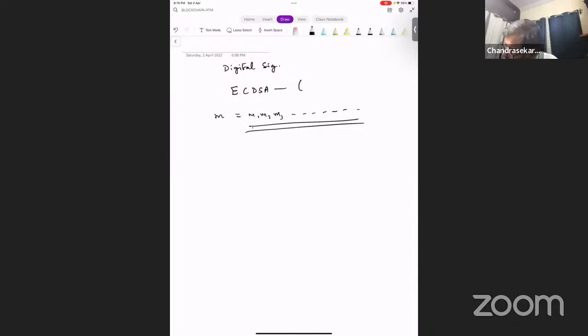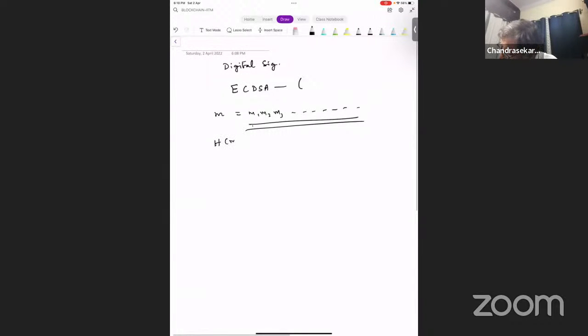What you do is you first hash the message. Here we are using SHA-256, so the output will be 256 bits. That 256 bits will be the message. So ECDSA will take the hash of a message, which is 256 bits.